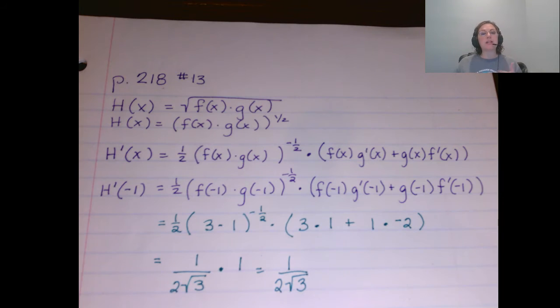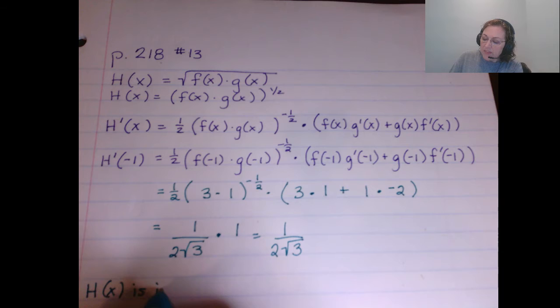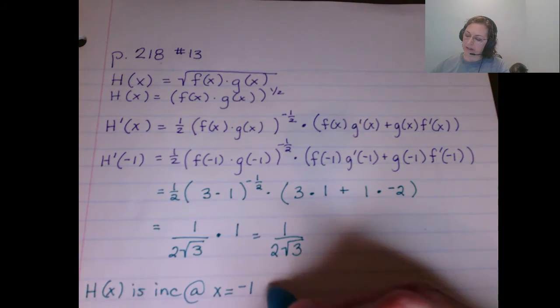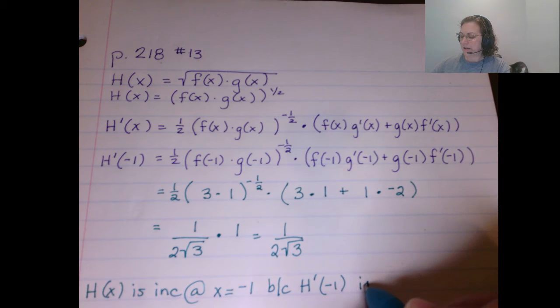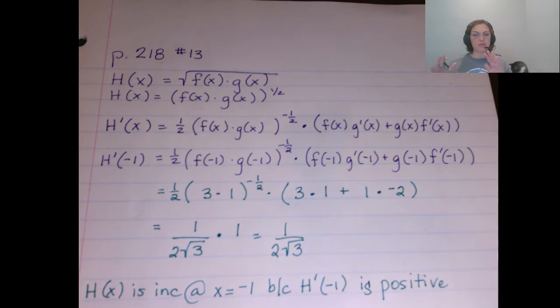But remember what the question was asking: is it increasing or decreasing? That's a positive value. So I know that h of x is increasing at x equals -1 because h prime of -1 is positive. That wording is very important for AP. To get all of those pieces in there, make sure you have all of that. Okay, let's take a look then at number 14.